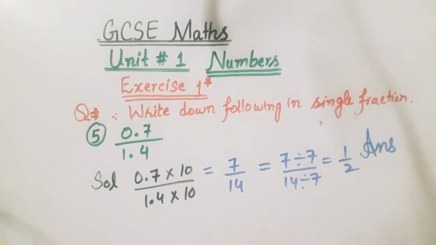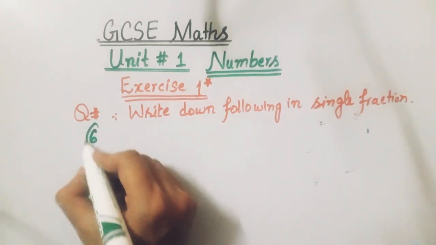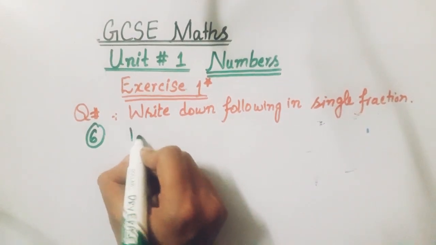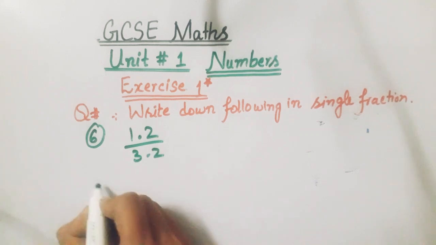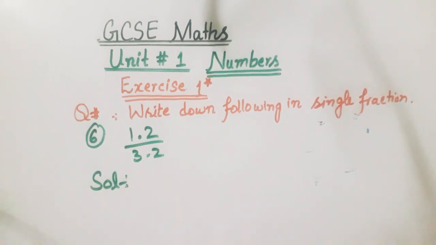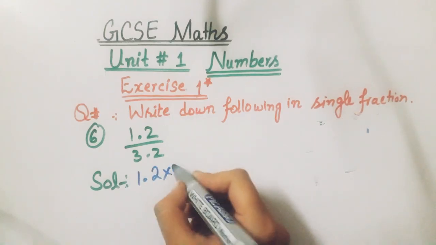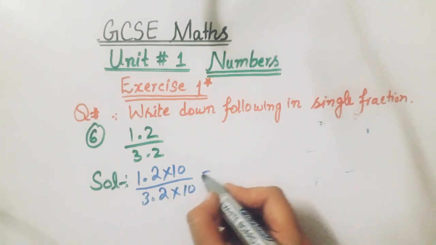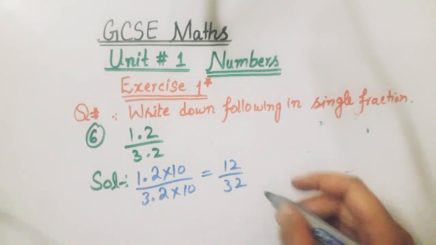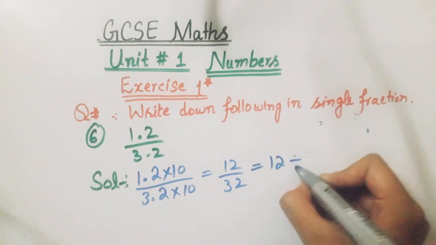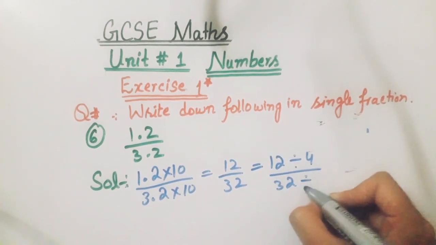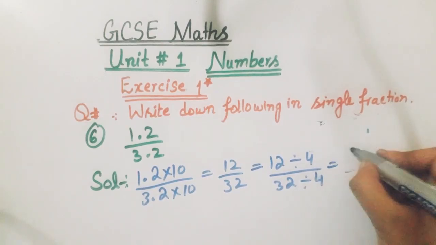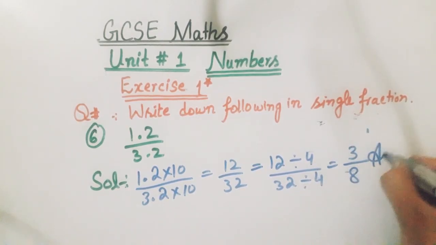Now we will solve question number 6. Question number 6 is 1.2 divided by 3.2. The same procedure will be followed. 1.2 is multiplied by 10 and 3.2 is also multiplied by 10. We get 12 over 32. Then 12 is divided by 4 and 32 is also divided by 4. So 3 by 8. This will be the answer. Now we will solve question number 7.